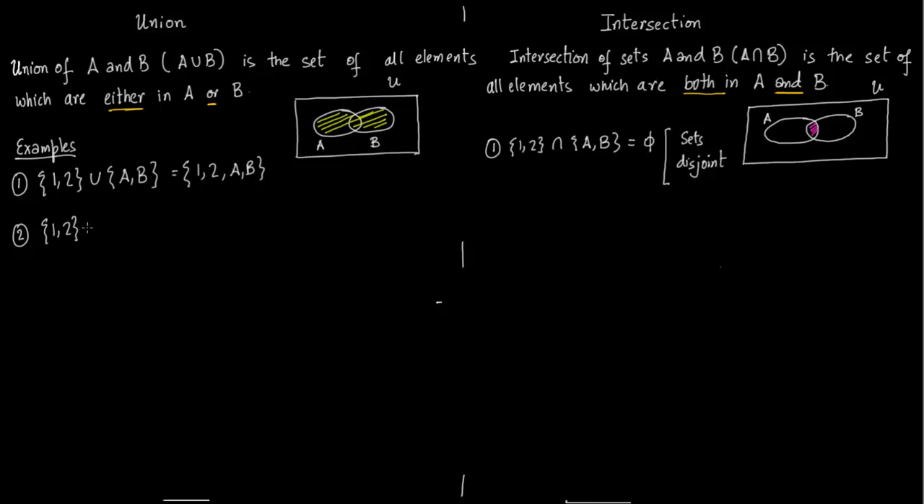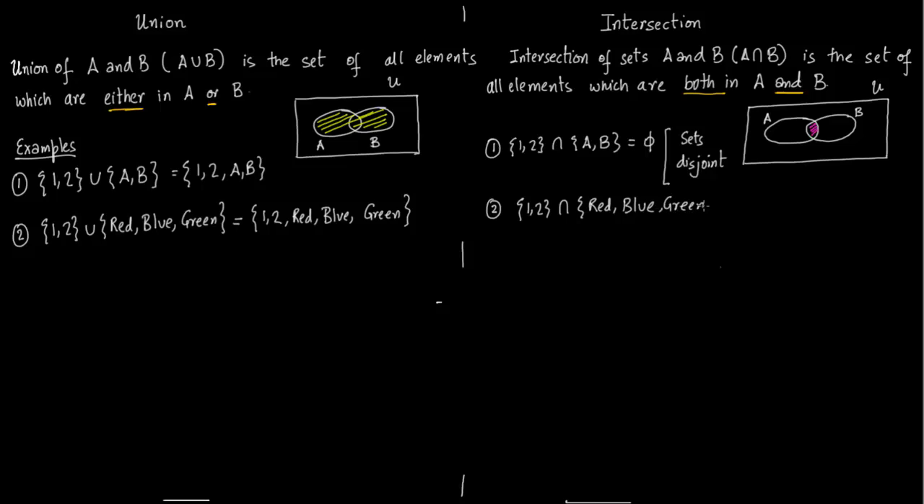Second, consider this set {1, 2} union with colors red, blue and green. So we will get {1, 2, red, blue, green}. This is similar to the first case. Similarly, we want to talk about intersection. Since these two sets are disjoint, we will get a null set as the intersection. So let us write this down. {1, 2} intersection with {red, blue, green}, we get the null set. Again, because these two sets are disjoint. And that is the definition of disjoint sets. Two sets are disjoint if the intersection gives you the null set.